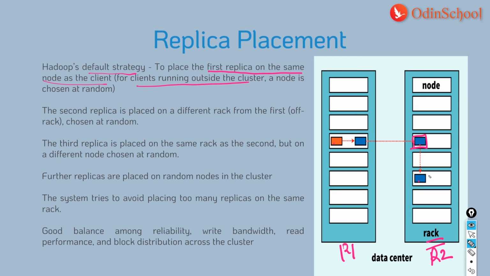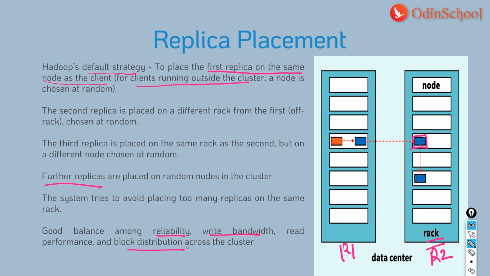And if you have a replication factor greater than 3, then you can place further replicas on random nodes in the cluster. The system tries to avoid placing too many replicas on the same rack. So definitely a good balance among reliability, write bandwidth, read performance, and block distribution across the cluster. Basically in HDFS, they try to see that no single data node is overloaded. They will try to do load balancing so that the data can be read and written from different nodes. At the same time, bandwidth is not a problem, and your system is more reliable.